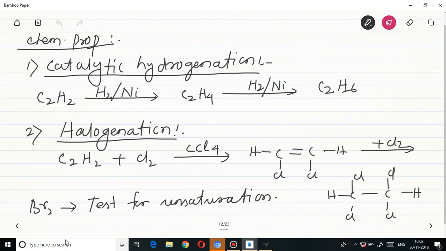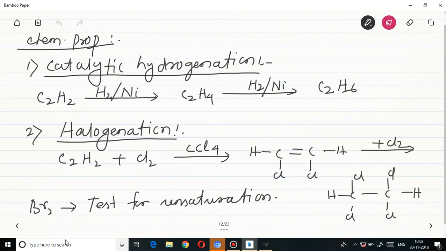Now the next reaction is halogenation. Like hydrogenation is the addition of hydrogen, halogenation is the addition of halogen. You know what halogens are? The group 17 members are known as halogens: fluorine, chlorine, bromine and iodine.